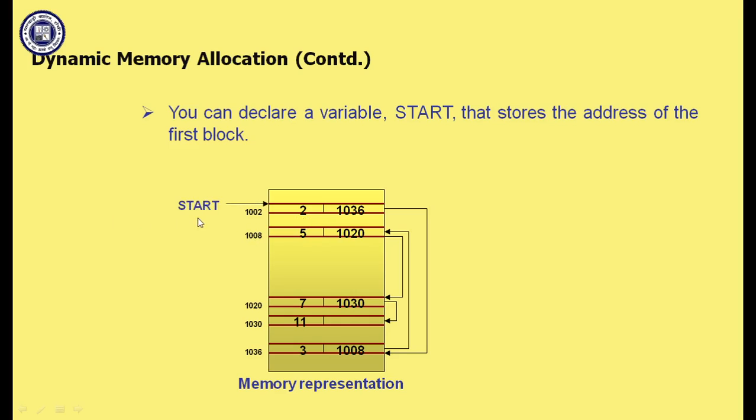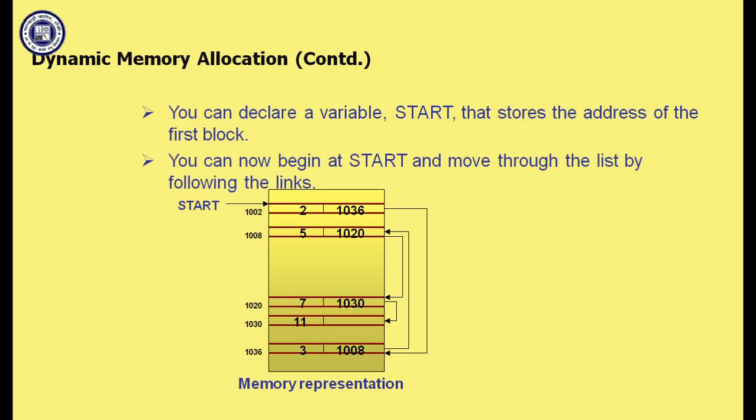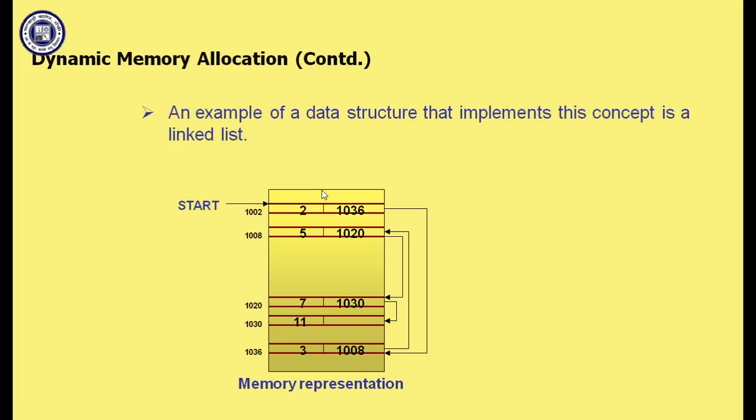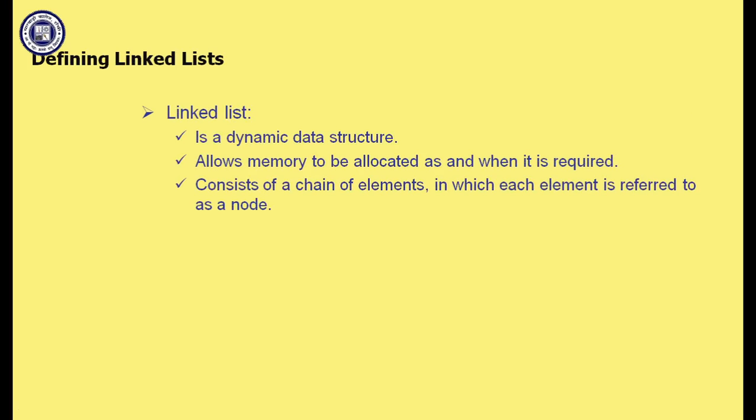So here we have a pointer or a variable start which always points to the first element in the list. Now we can begin at start and move through the list by following the links in an easier way. An example of a data structure that implements this concept is known as a linked list. Now here we come to the definition of a linked list and its various properties. So what is a linked list?